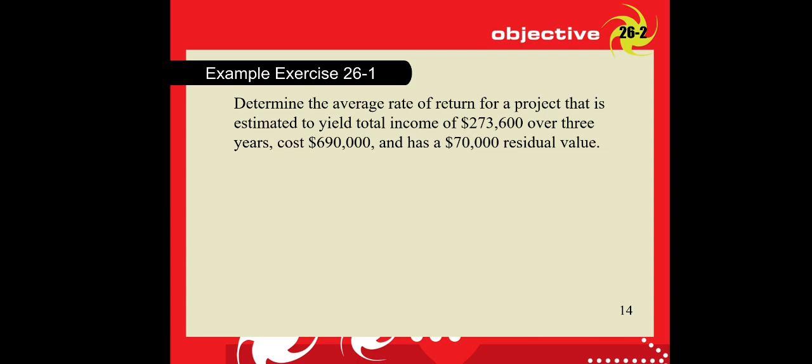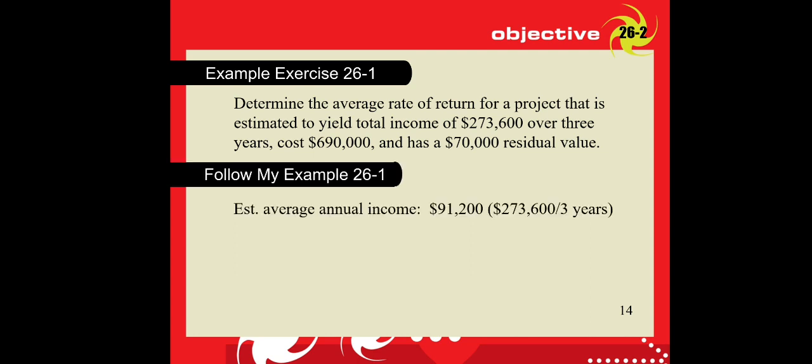average rate of return equal to average annual income divided by average investment. So what is the average annual income? Average annual income is total income $273,600 divided by the useful life, 3 years. So average annual income is $91,200.